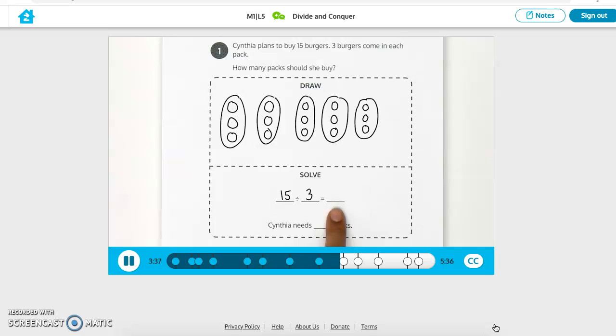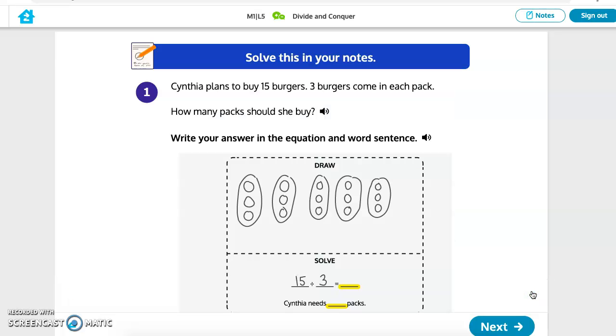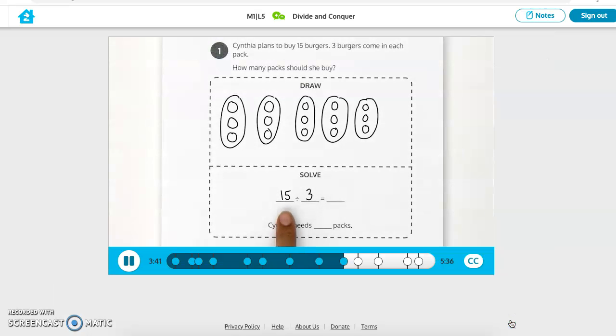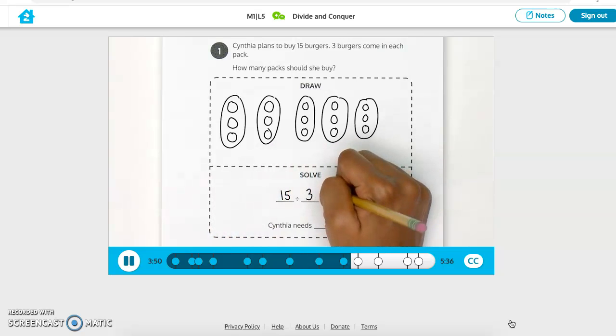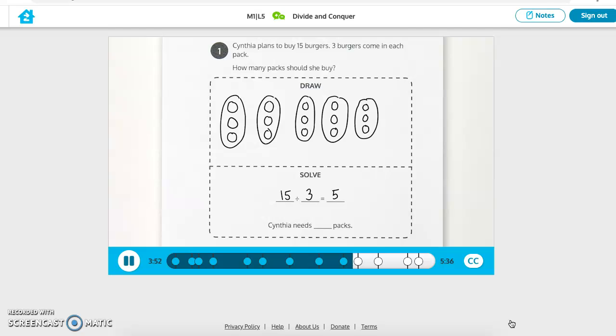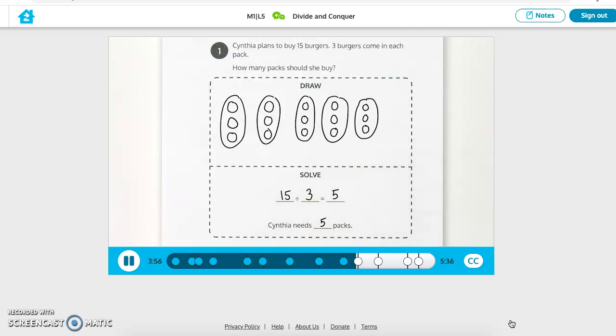Write your answer in the equation and word sentence. 15 burgers divided into groups of 3 gives us 5 packs. So Cynthia needs 5 packs. Check your work.